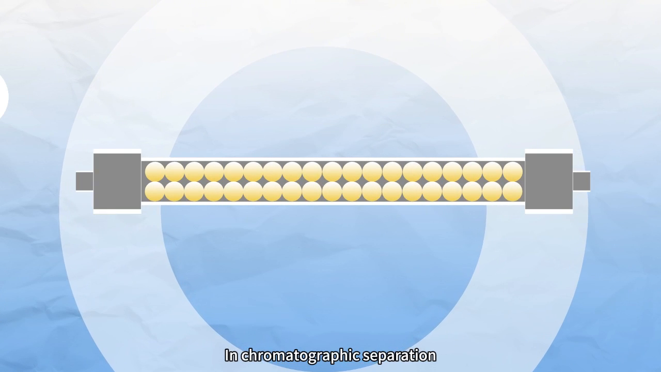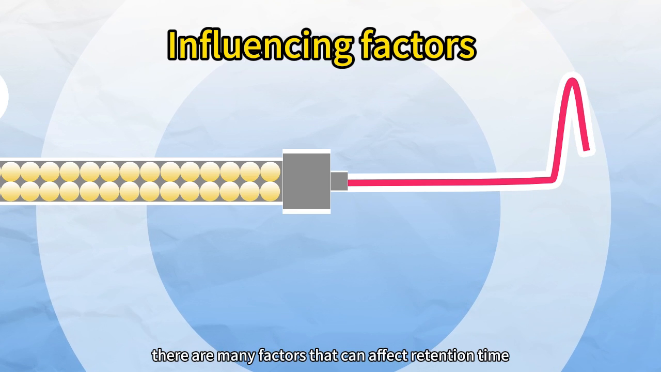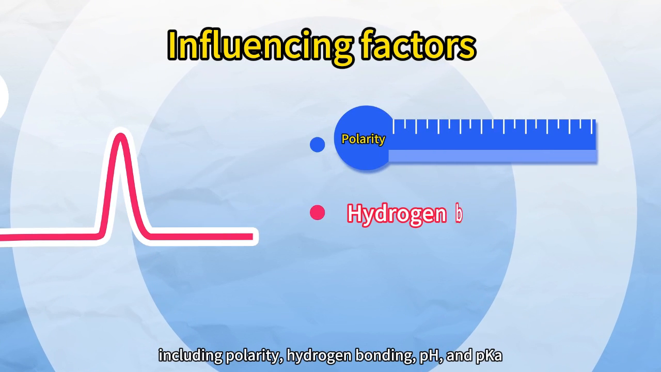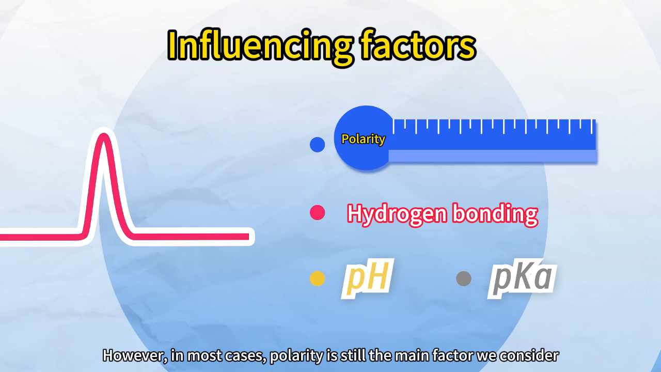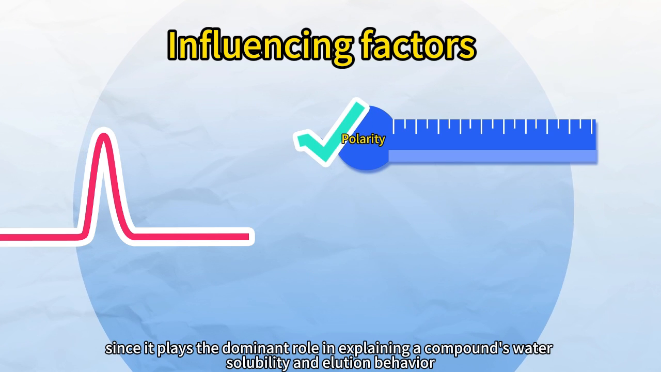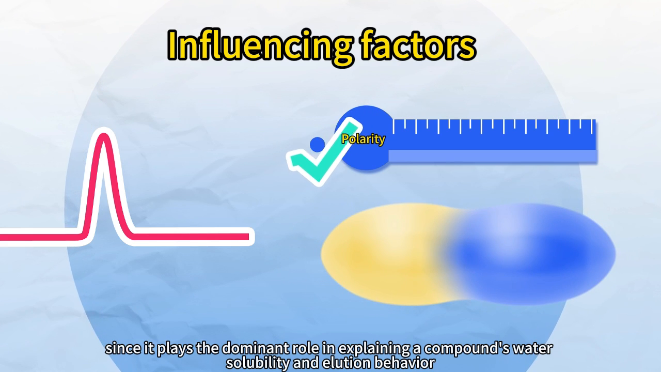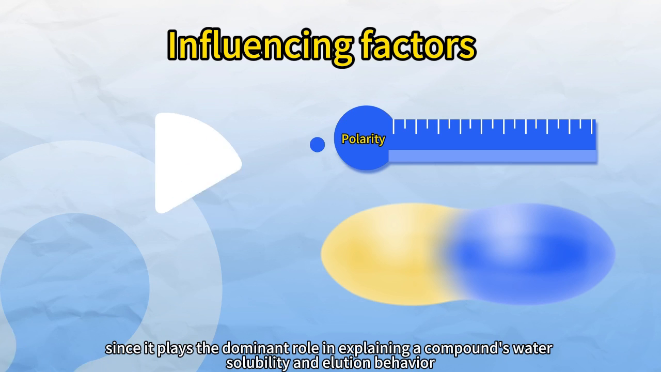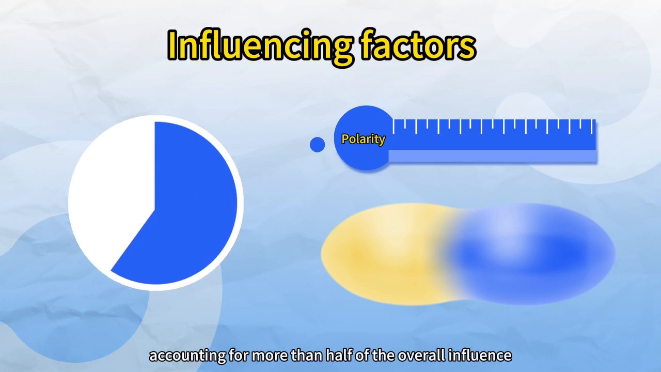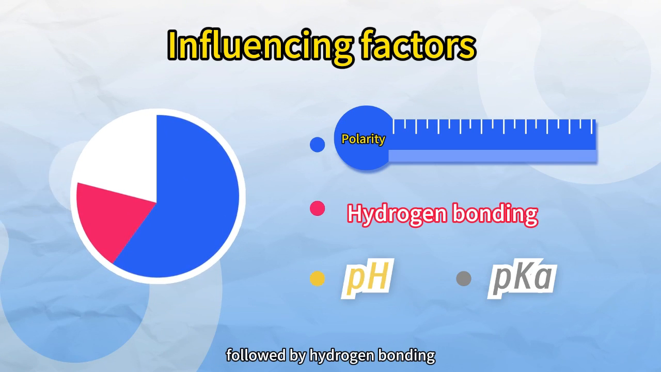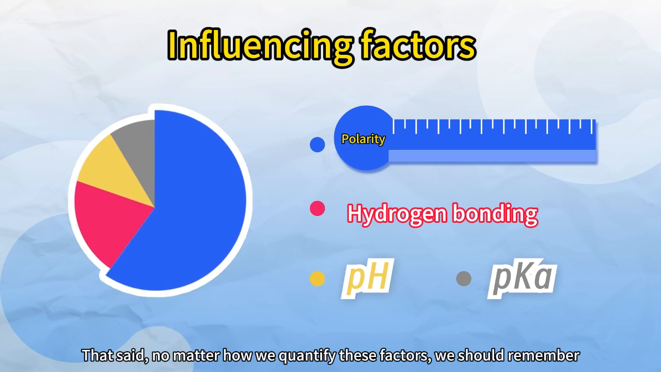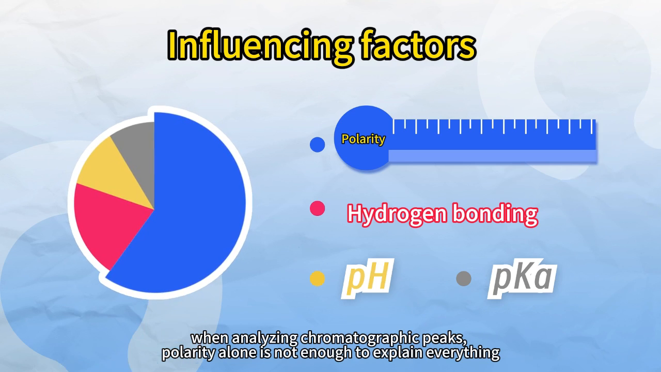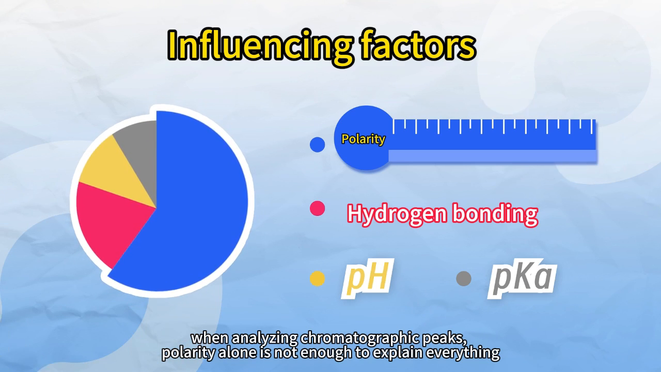In chromatographic separation, there are many factors that can affect retention time, including polarity, hydrogen bonding, pH, and pKa. However, in most cases, polarity is still the main factor we consider, since it plays the dominant role in explaining both a compound's water solubility and its elution behavior, accounting for more than half of the overall influence, followed by hydrogen bonding. That said, no matter how we quantify these factors, we should remember, when analyzing chromatographic peaks, polarity alone is not enough to explain everything.